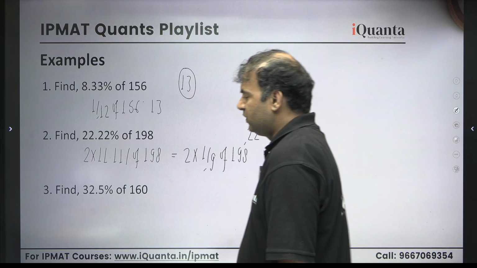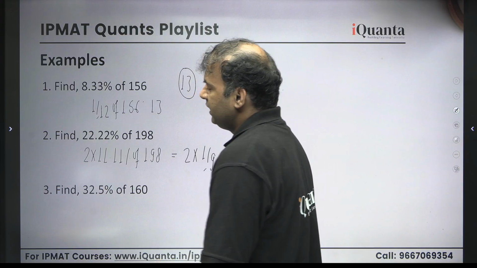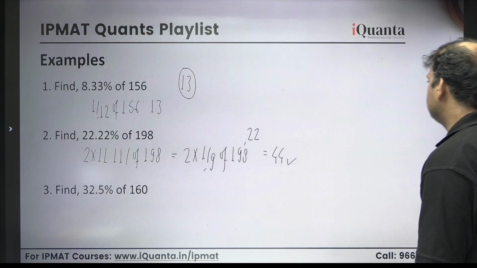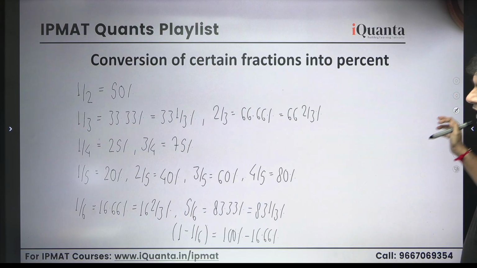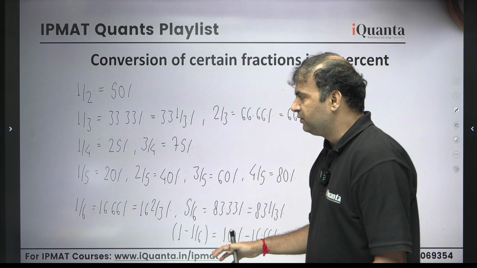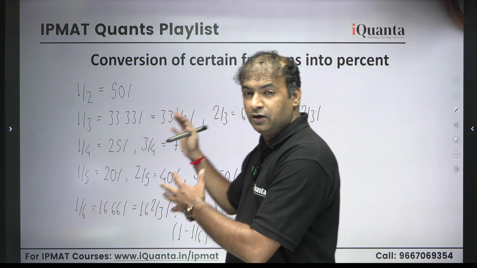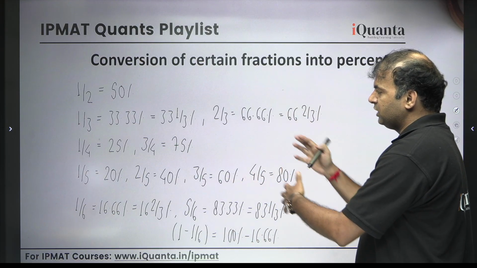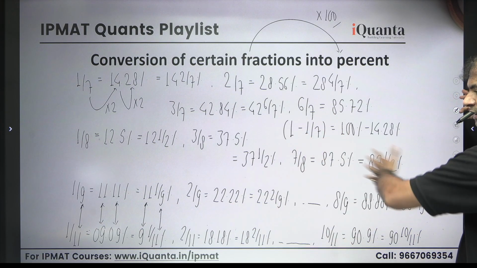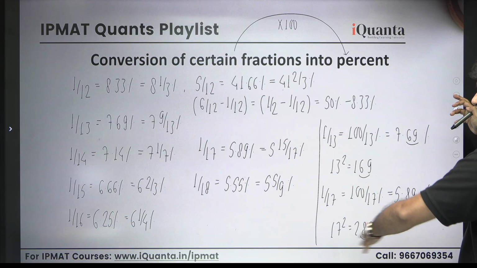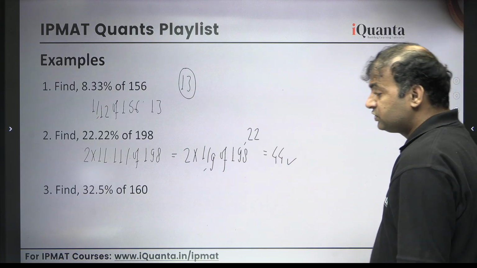Okay, the next one is 32.5%. Now guys, if you remember all of these conversions which you have done today, you will find that we haven't done 32.5 at all, not even the direct one, not even the multiples of them. You can check, neither of the multiples is 32.5, in this slide as well, none is 32.5. So what should we do here?